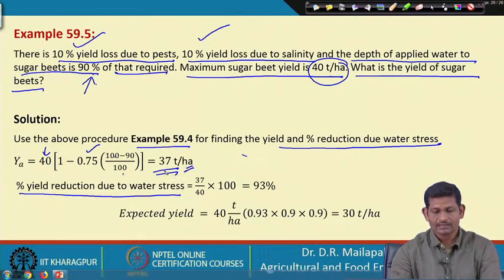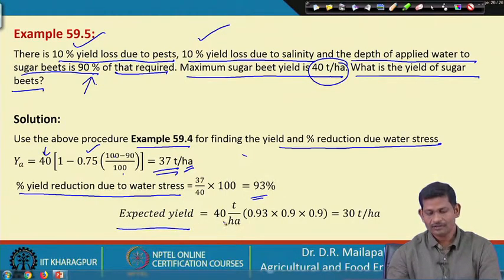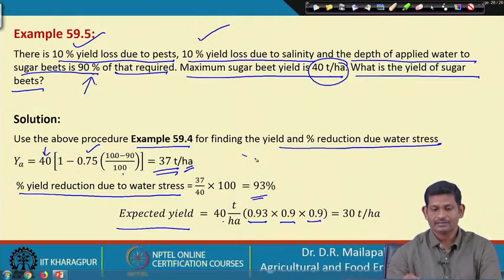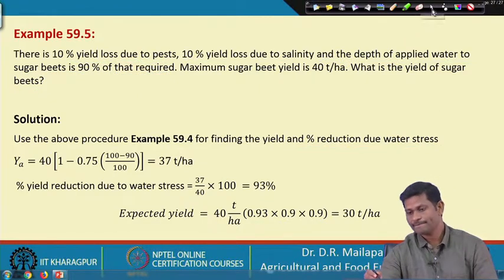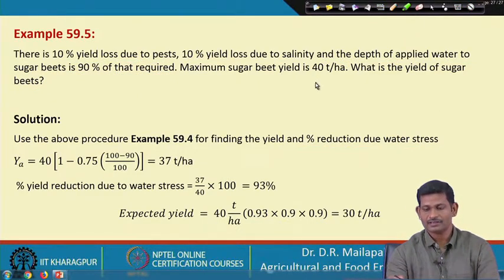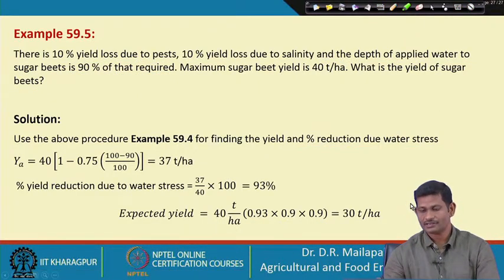So, this much is actual yield divided by 37 by 40. So, that will be 93% and expected yield will be 40 into 0.93, 0.9 is due to the pest and 0.9 is due to the salinity. So, total you get 30 tons per hectare. So, the actual yield is 30 tons per hectare, not 40 tons per hectare.